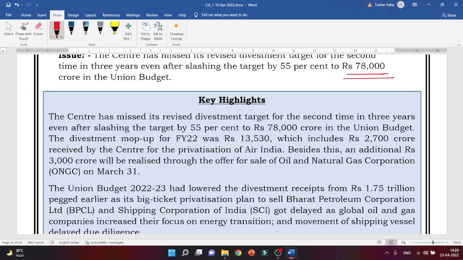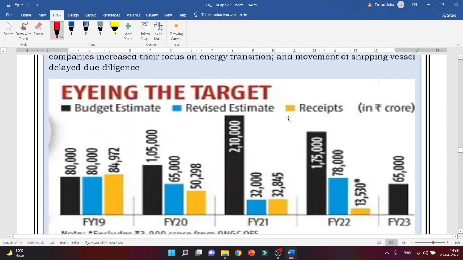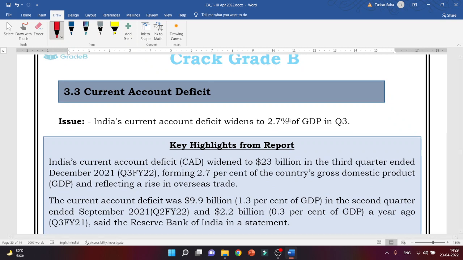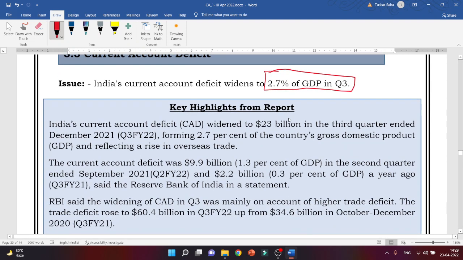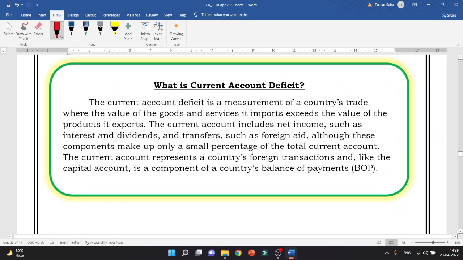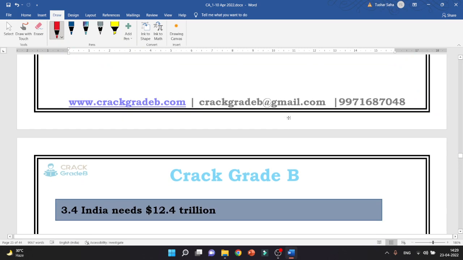So let's move to the next one. Okay, current account deficit, right? India's current account deficit widens to 2.7% of GDP in quarter 3. The result of quarter 3 is out, quarter 4 is still not out. Right now you can go through it, you will understand the variations. As you all know, in every current affairs material we tend to put the static part of it. So this is one of them, current account deficit. You can read it through, right?